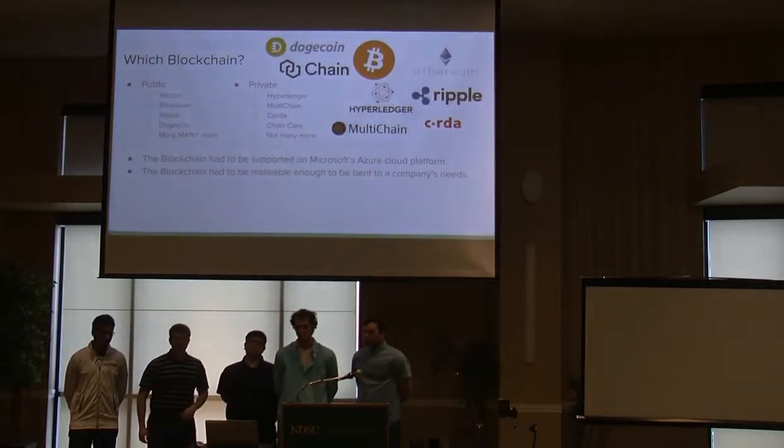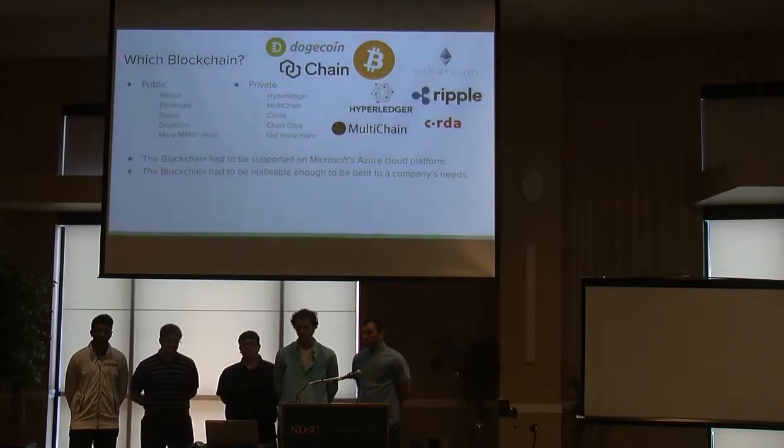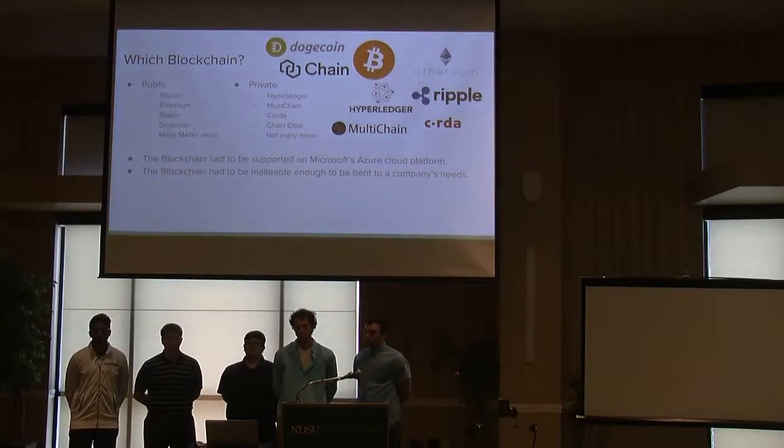So now we get to the which blockchain part. I'm not sure if you're all familiar, there's an entire stock market on blockchains. There are hundreds of these things. There are two different types of blockchains in general: the public and the private. In general, your public blockchains are going to be things that have a cryptocurrency tied to them. They are mainly for financial transactions.